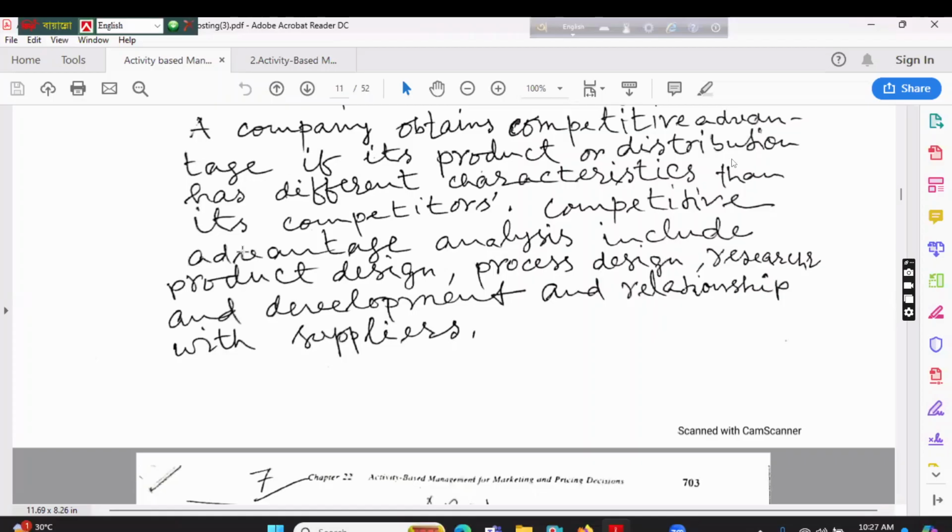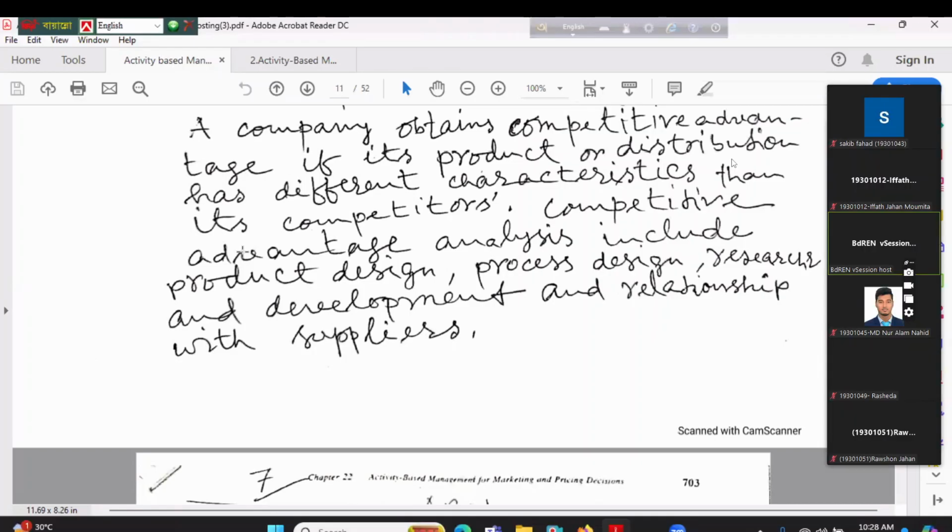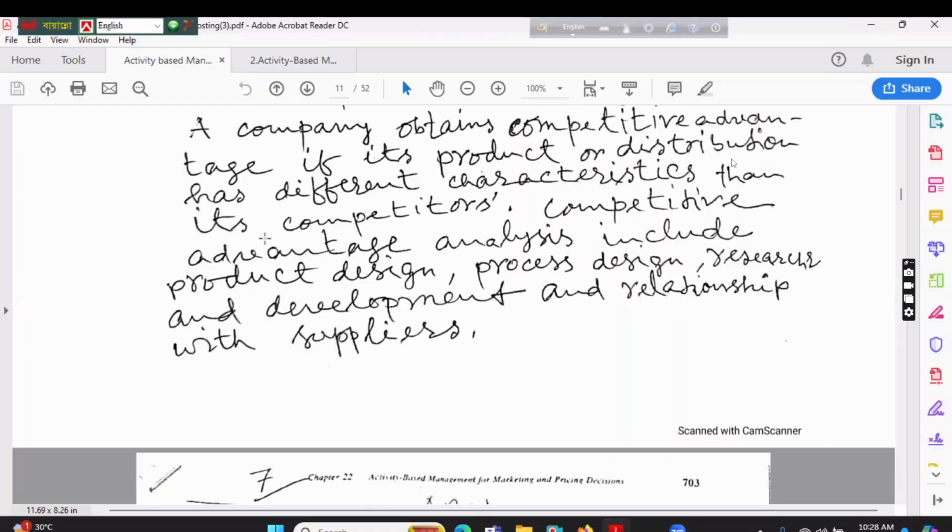Now, in order to show the steps or stages, we can discuss a practical problem.